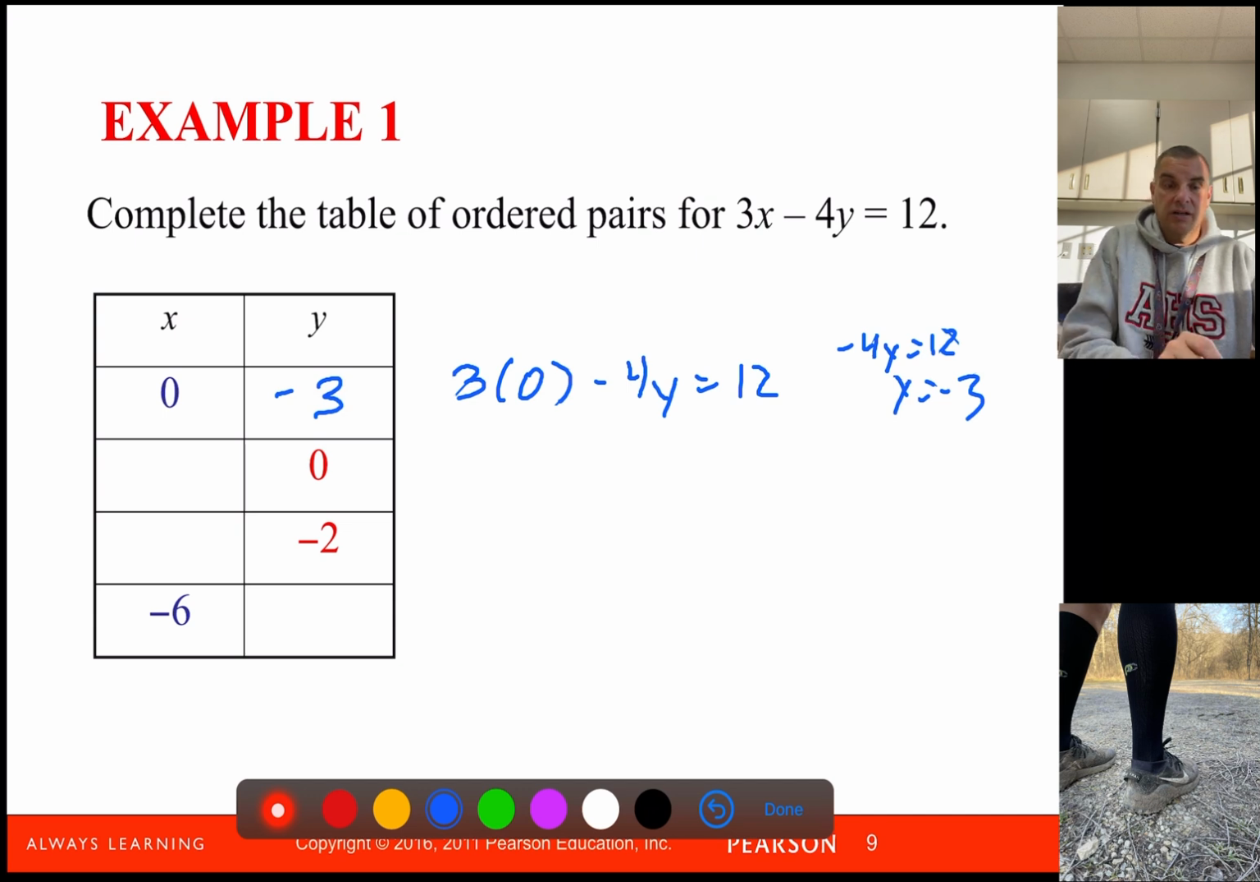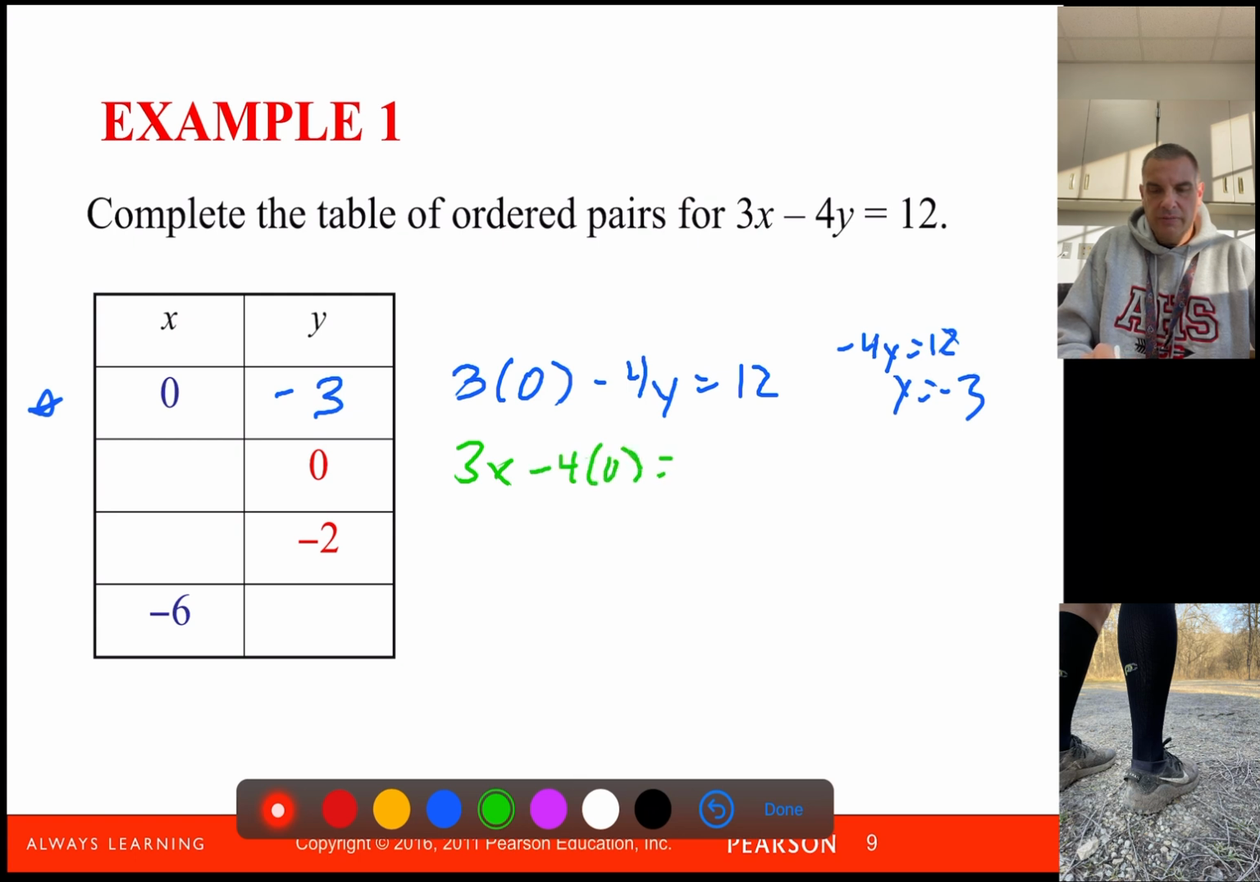And this is called an intercept. This is used quite often. The next one, if y is 0, we go back to our equation, and this time anywhere we see a y, we replace it with a 0. So you get 3x minus 0, so 3x equals 12, x equals 4. So there's our next point.